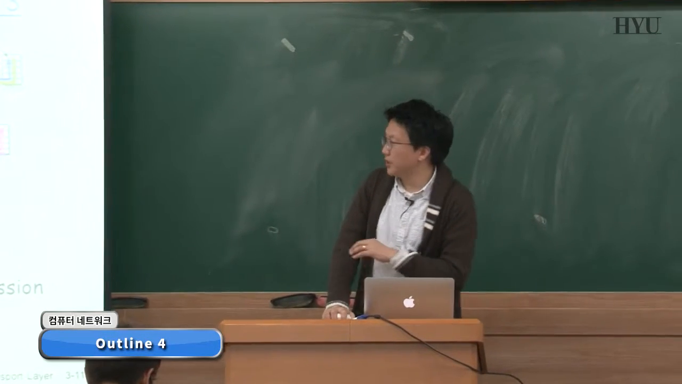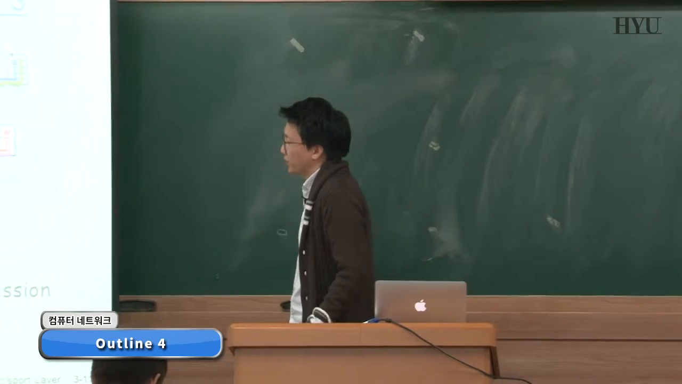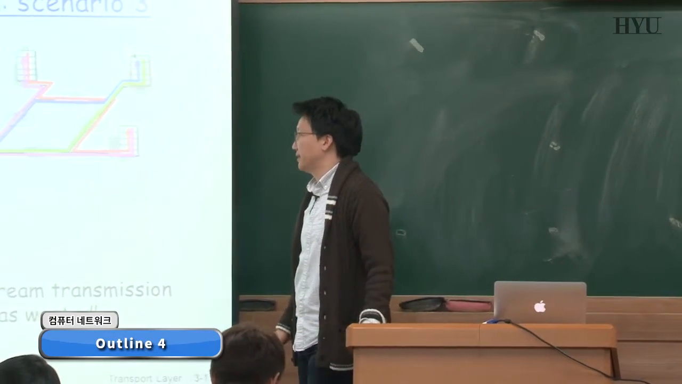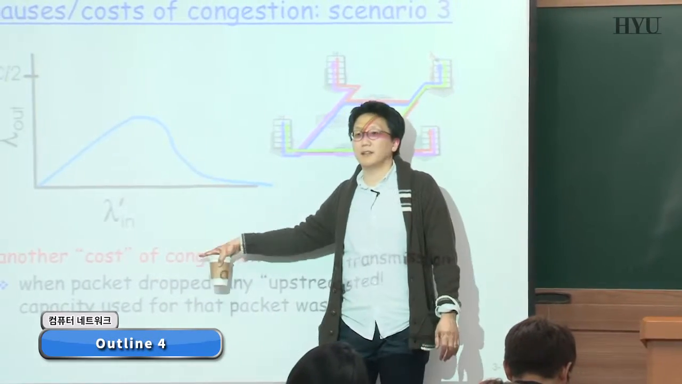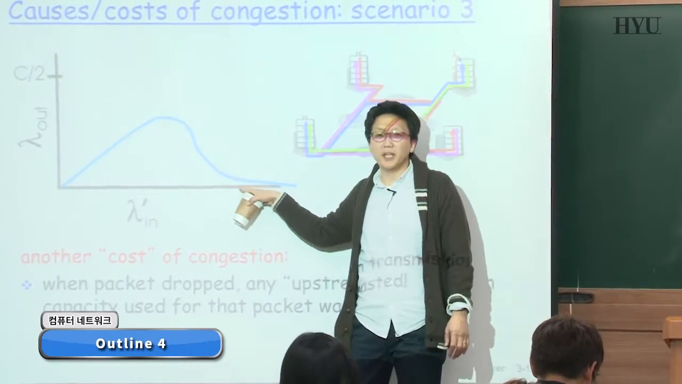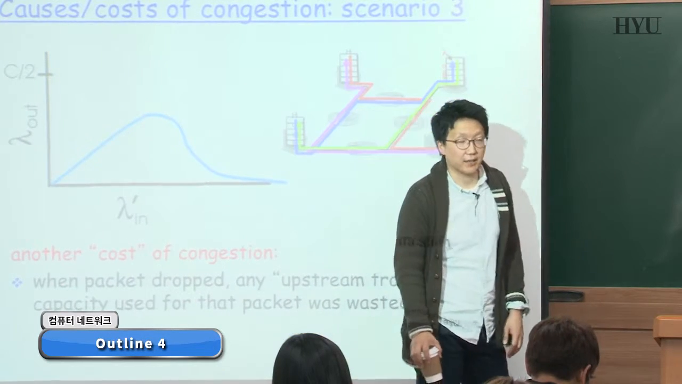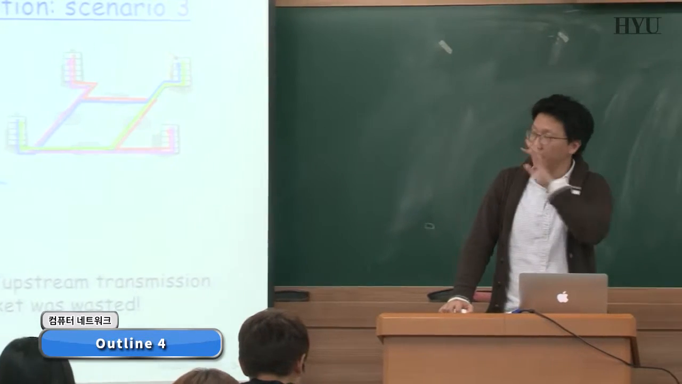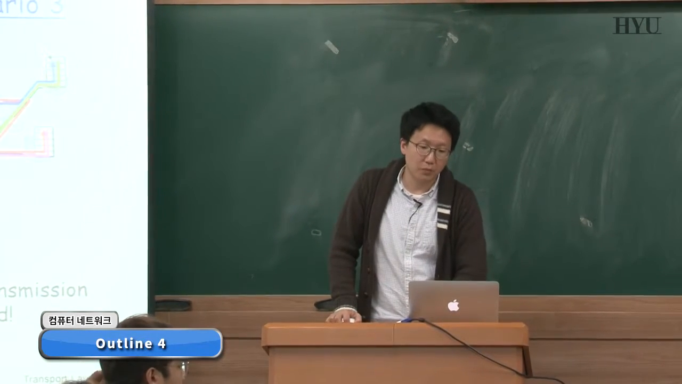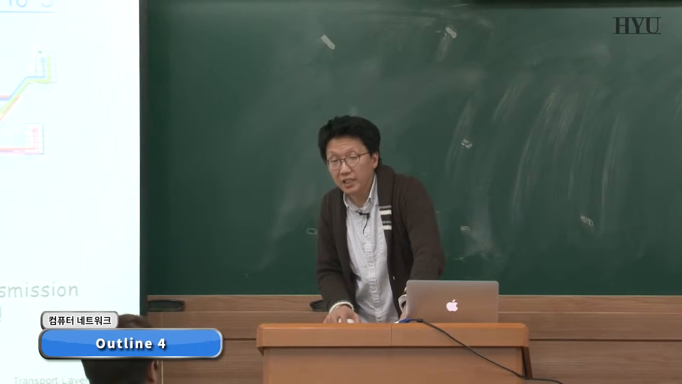Another cost of congestion: when a packet is dropped, any upstream transmission capacity used for that packet is wasted. It doesn't matter how much I send, it's going to be wasted. A lot of retransmission dominates. No one is happy. No receiver is happy with what they're getting. That's exactly what's happening with congestion. And that's why we need to consider congestion control from each end.